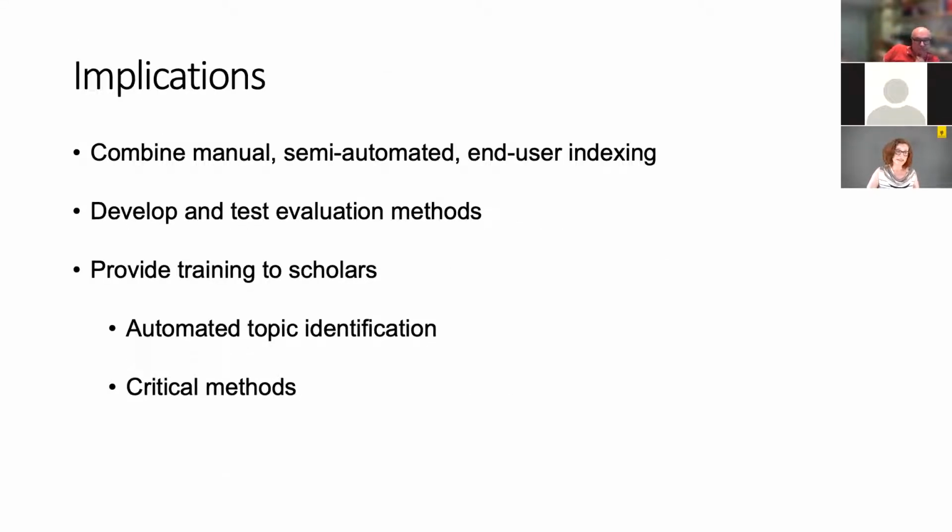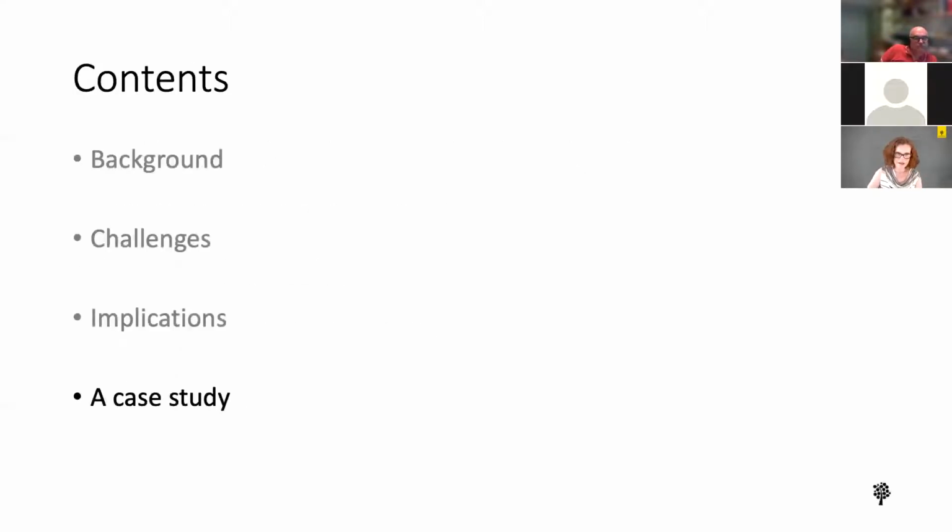Finally, it is my conclusion that it's best to combine manual, but also semi-automated as well as end-user indexing and author indexing. It is also necessary to develop and test evaluation methods further and to provide training to scholars, both on automated topic identification and critical methods. With this, we have covered some of the basics of what it means to conduct automatic subject indexing, how it can be applied, what its challenges are, and how we can apply it more responsibly.